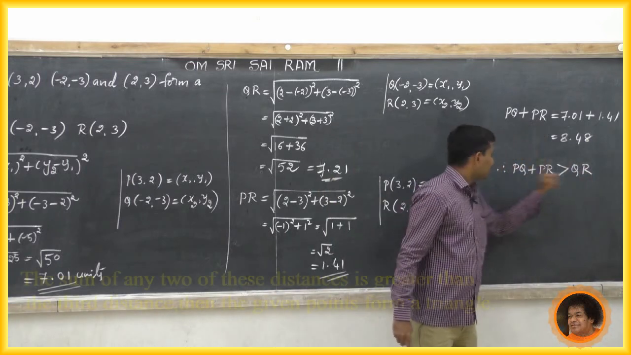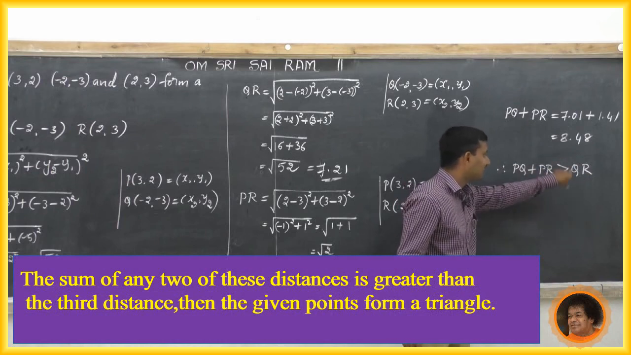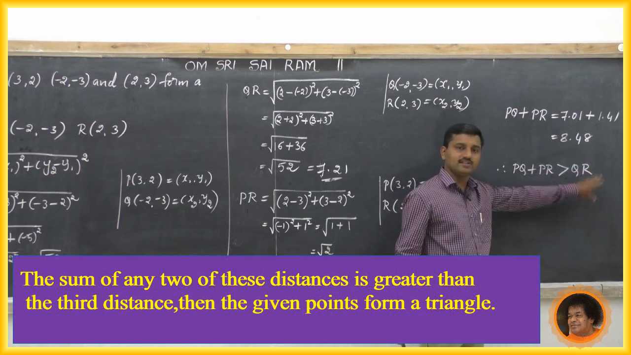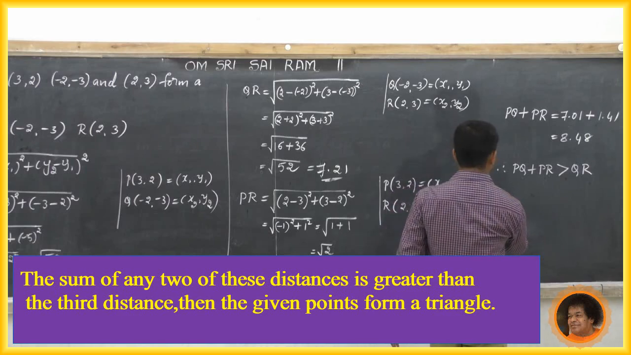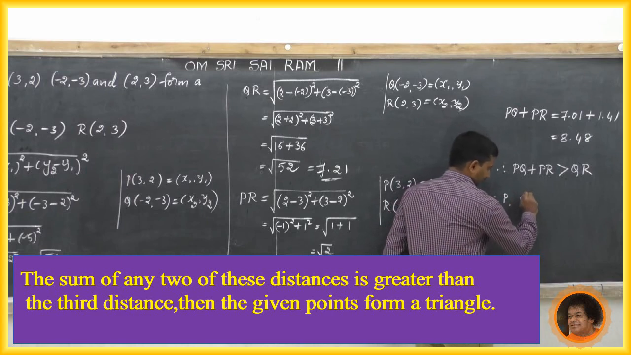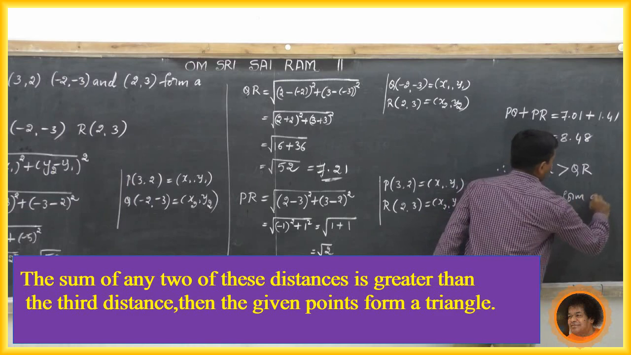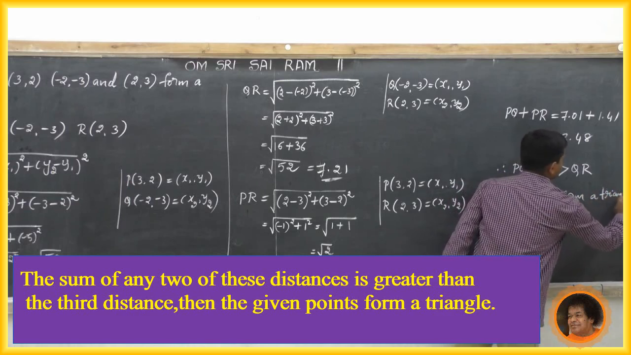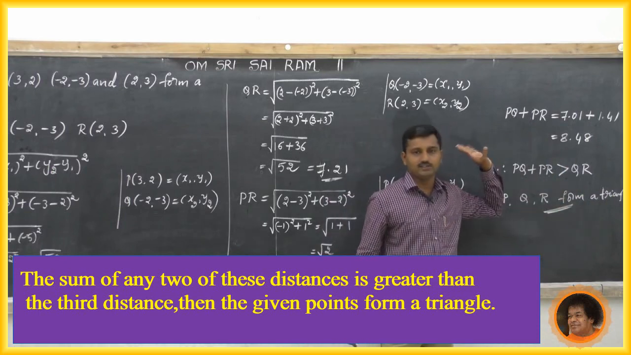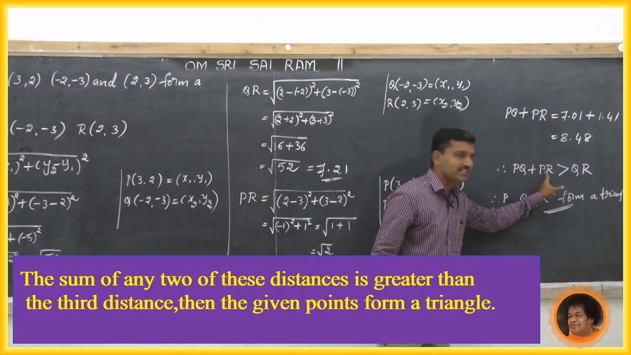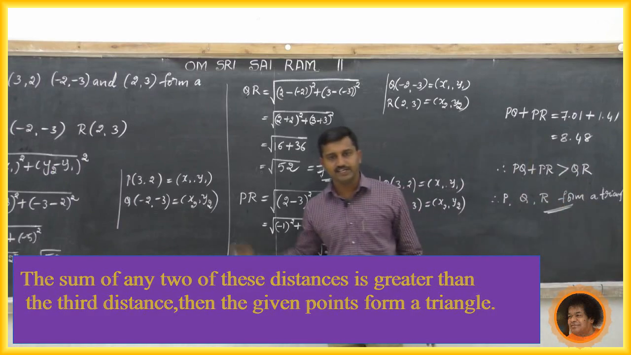So what is the meaning? The sum of any two distances is greater than the third distance. So then our conclusion is P, Q and R, these points form a triangle. So P, Q, R form a triangle. So what is the condition? The sum of any two distances is greater than the third distance. Then these points form a triangle. I think it is clear.